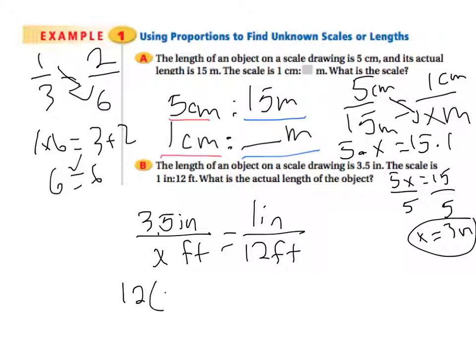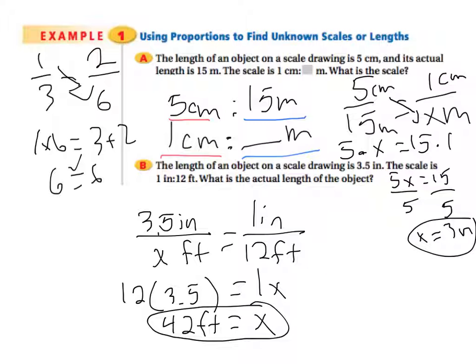So 12 times 3.5 is equal to 1 times x. And 12 times 3.5 is going to get us 42. So x is equal to 42 feet. So the actual object is 42 feet.